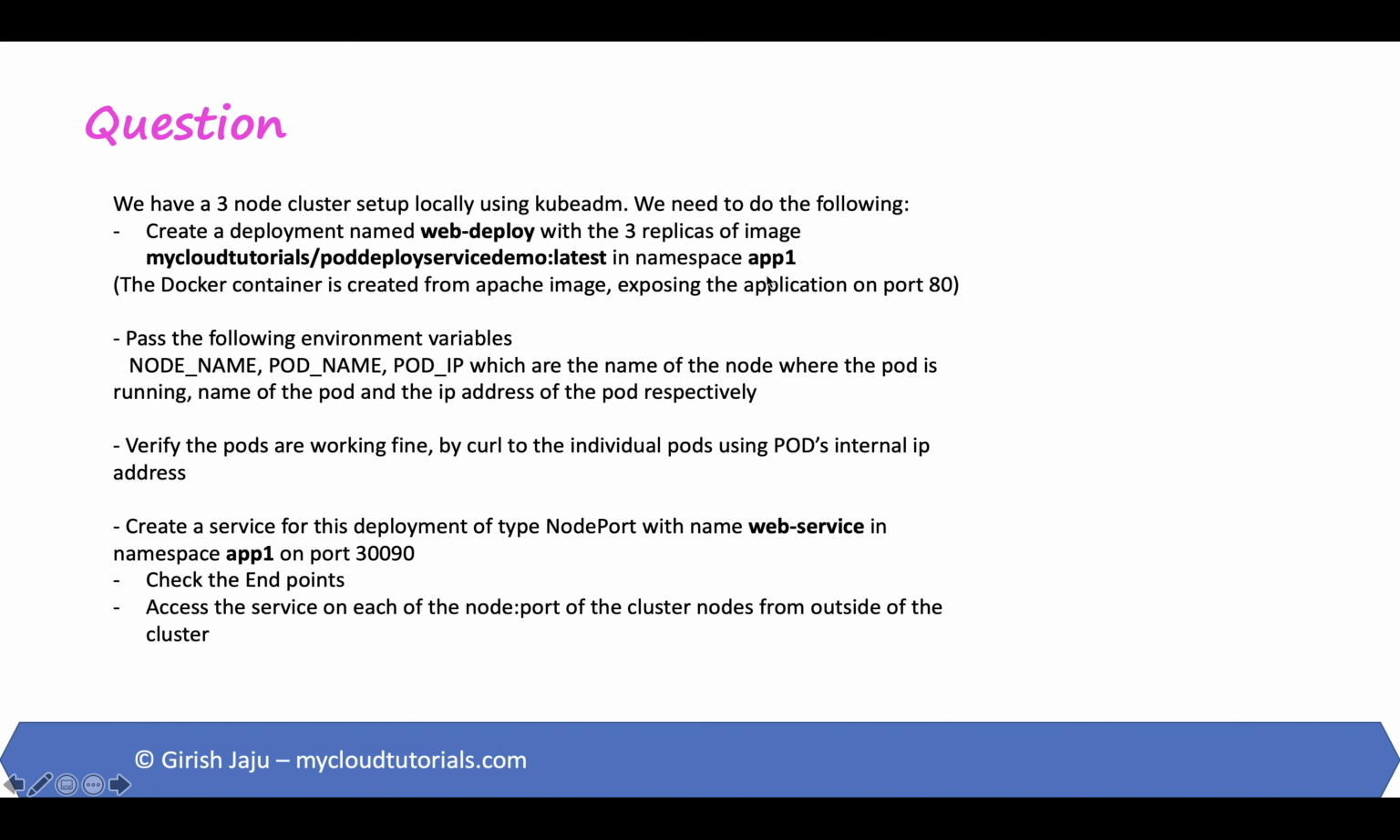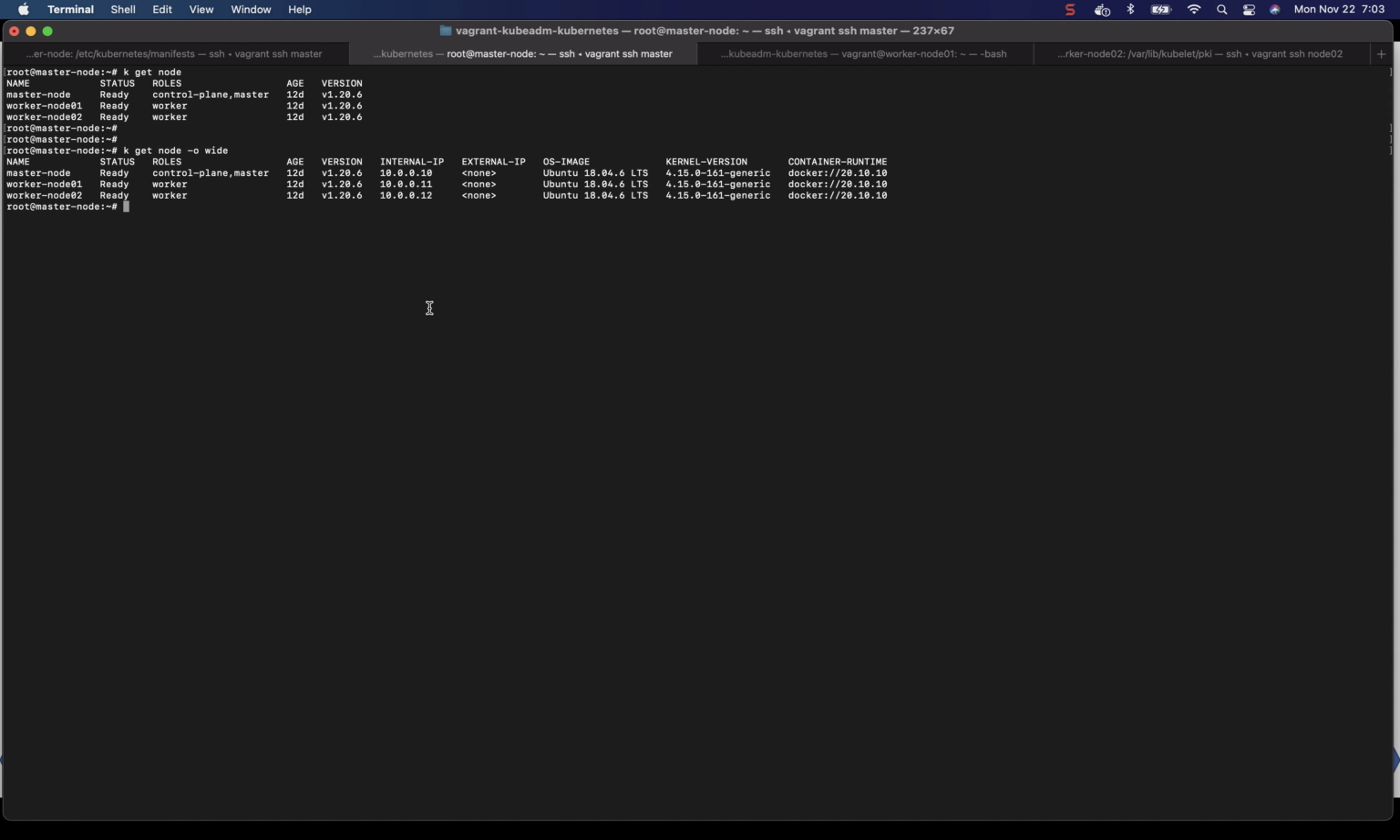So before that, let's just go to our terminal and see how many nodes we have. So we have 3 nodes. Let's check with wide so that we get the IP addresses as well. So these are 10.0.0.10, 11, and 12. Let's take a look at whether we have the namespaces. So we do not have the app1 namespace that they ask us to create. So let's create one.